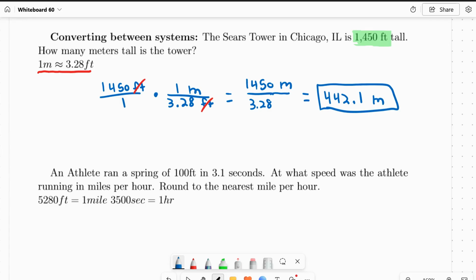I want you to try this example with the athlete on your own, but we'll make sure to go over it together in class.